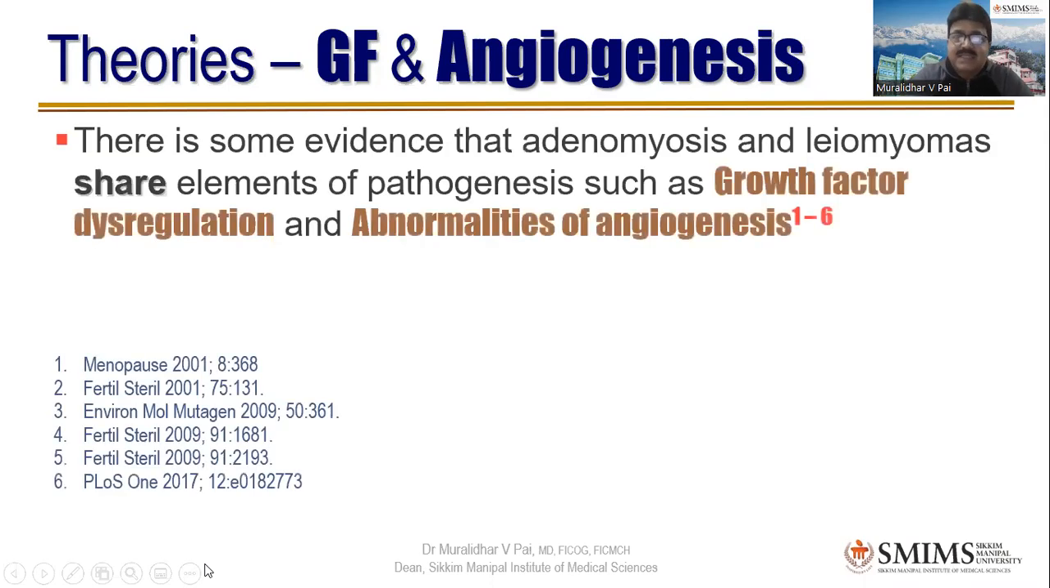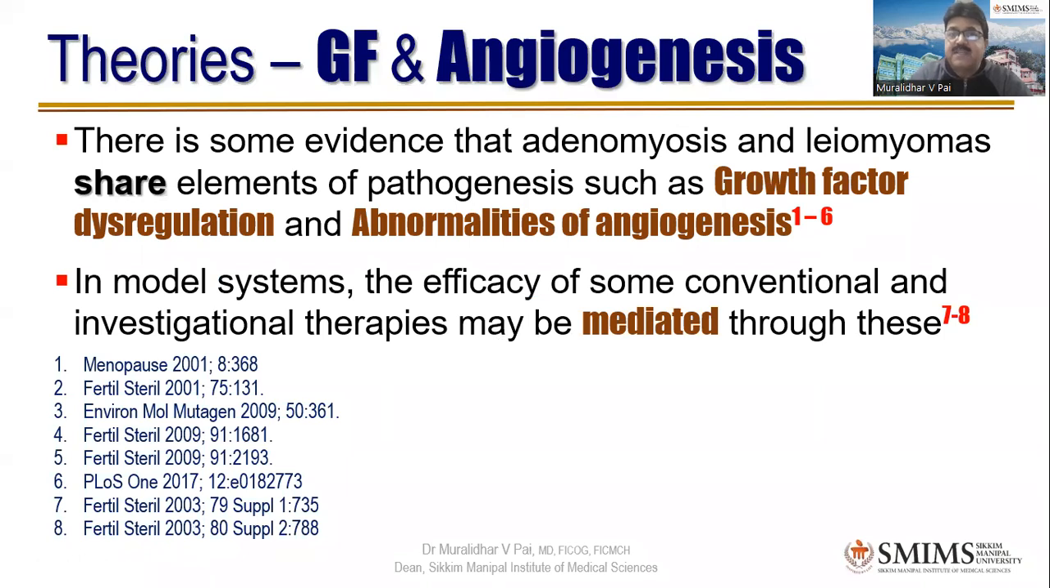So this theory says there is some evidence that adenomyosis and leiomyomas share elements of pathogenesis such as growth factor dysregulation and abnormalities of angiogenesis. 6 papers to support that, including one published in PLOS. In model systems, the efficacy of some conventional and investigational therapies may be mediated through these.